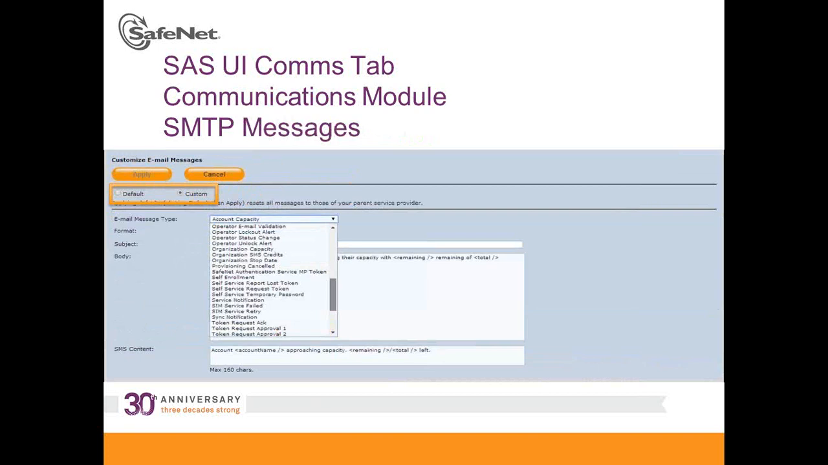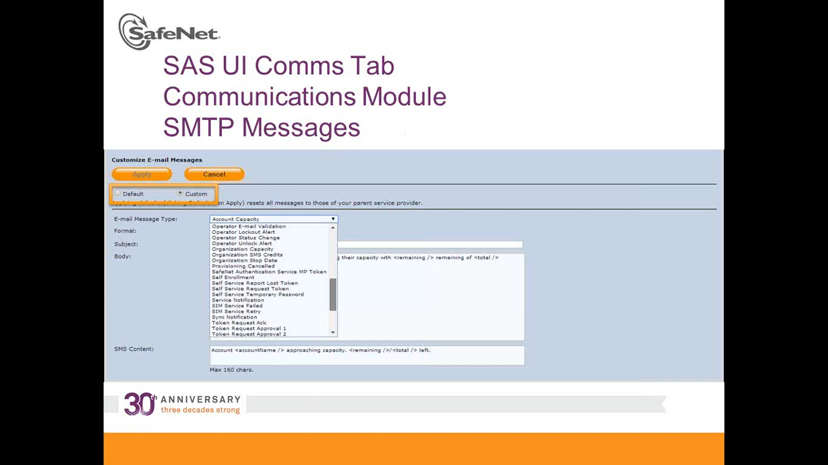Now, we have a number of SMTP messages that can be sent from the system. Some of these SMTP messages go to end users, some of them go to operators, and some of them are alerts on the system. So I highly recommend customers take a look specifically at the messages that go to end users to make sure that the language is clear.